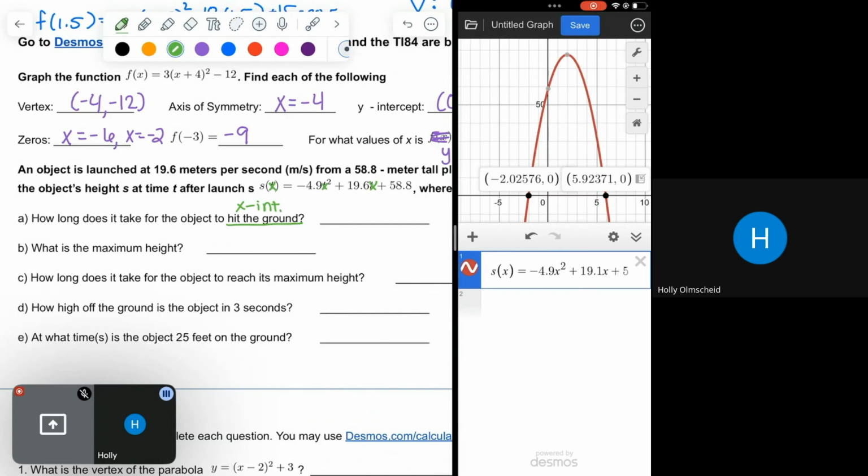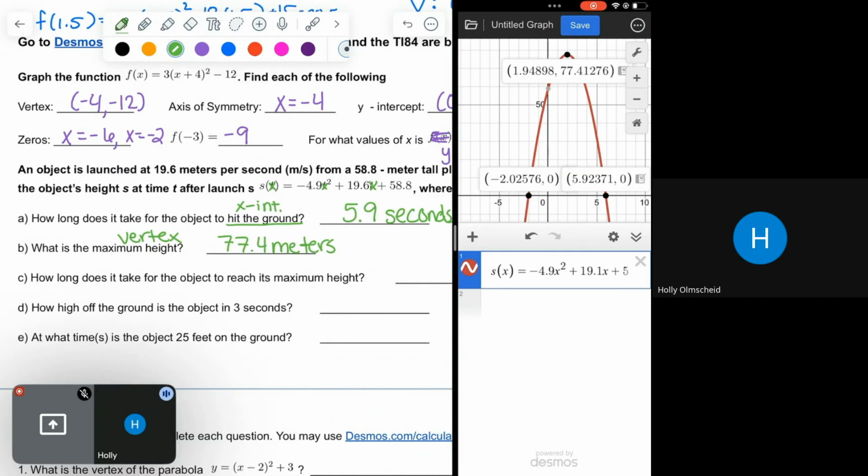So one of our zeros is negative, and when we're talking about time, it doesn't make sense to have a negative time. So we actually only have one answer here, and it would be 5.9, and then this would be in seconds. Okay, if I want to find the maximum height, we are looking for the vertex. So I can go ahead, click on the maximum height there, and we're looking for the y coordinate, which is about 77.4, and then we are in meters for height.